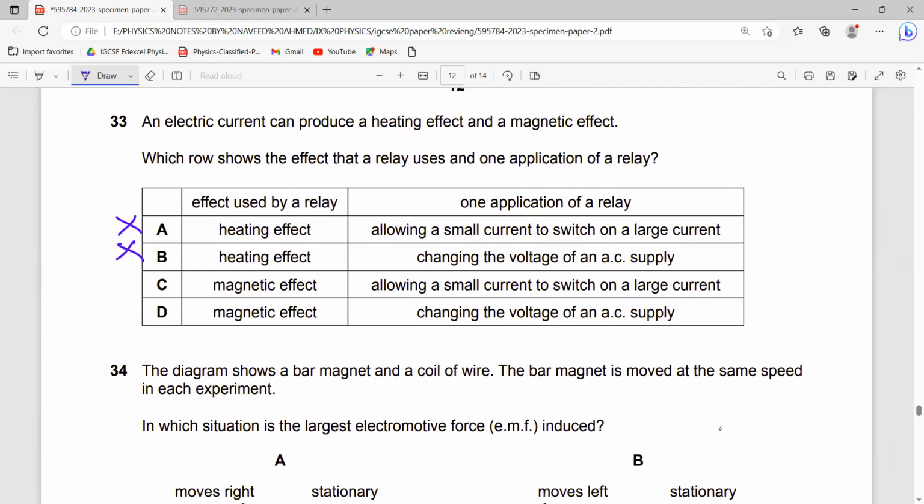Magnetic effect, yes. Now, which of C and D is possible? Allowing a small current to switch on a large current, or changing the voltage of AC. So D is also not possible, only C is possible.